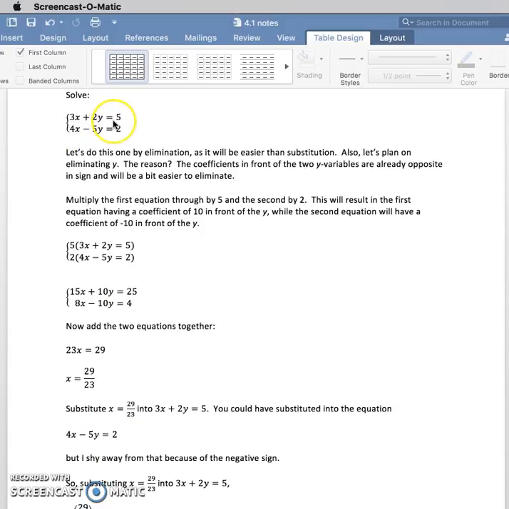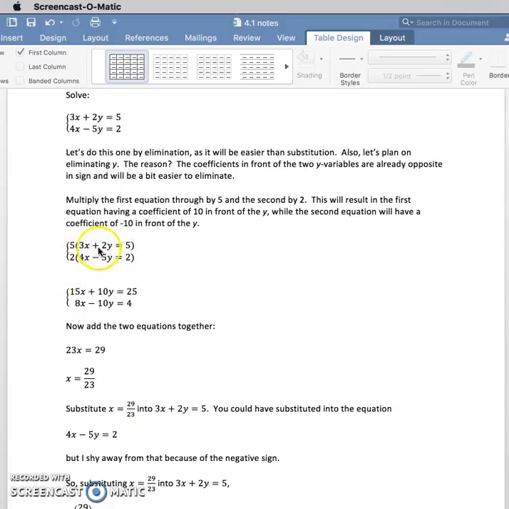So we'll multiply the first equation through by a 5 and the second equation through by a 2. The reason I'm doing that is, as you can see farther down the line here, I've got 10y and negative 10y. See how they're additive inverses of each other? That's what I'm after. So we'll distribute the 5 through the first equation and a 2 through the second equation.